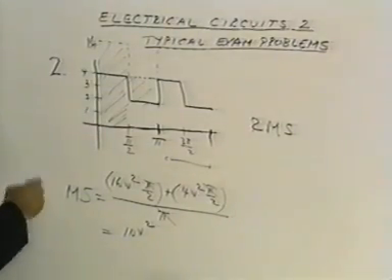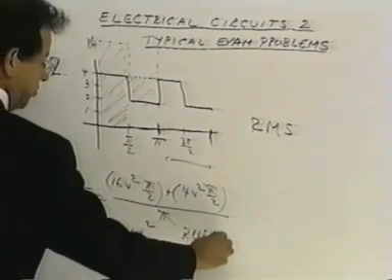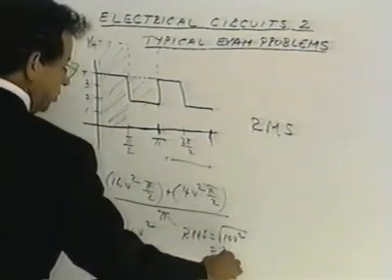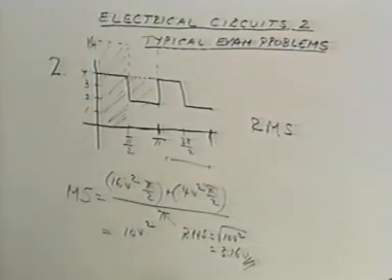Now let's take the square root of that. The RMS would be the square root of 10 volts squared, which is equal to 3.16 volts. So the answer is 3.16 volts, which is answer D for problem number 2.